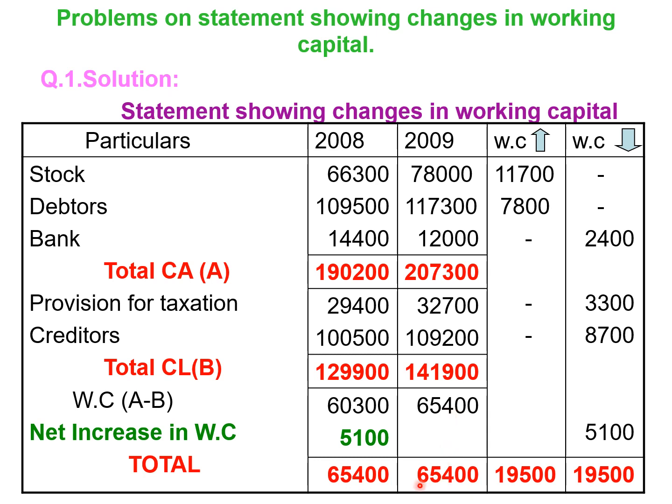65,400 total. That total you take here. So 65,400 minus 60,300, you get 5,100. There is an increase in working capital compared to last year. The same way you can also verify your answer.